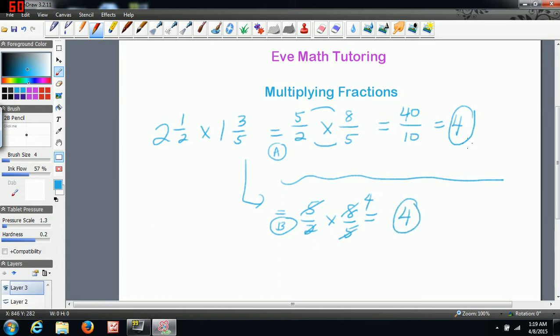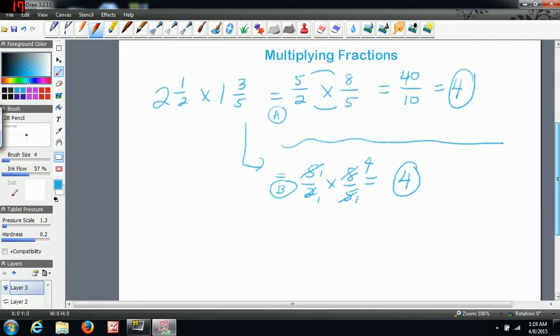So you could go this way, or you could go ahead and cancel out and get straight to the final answer. And if you want, you can even put 1s here, or you don't have to, so that part's fine too. And that's how you would get the answer for that one. Okay, so that's just a quick lesson on how to multiply fractions.